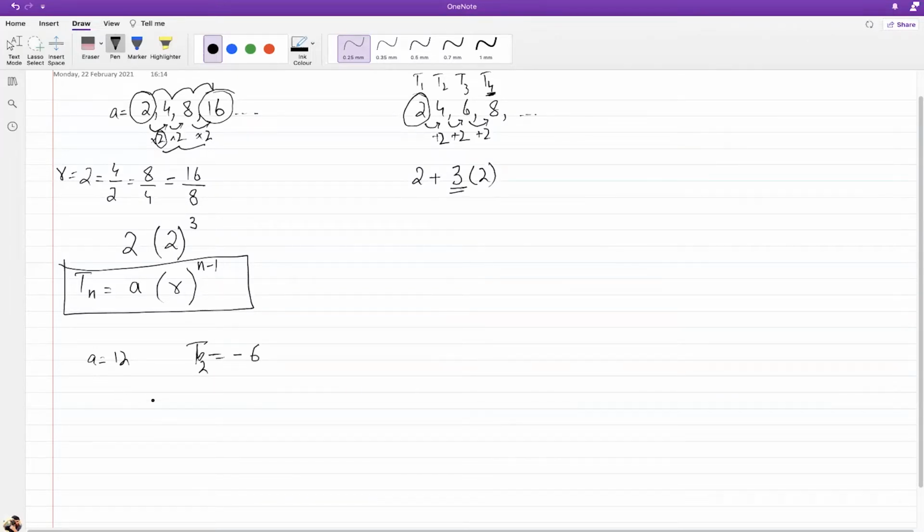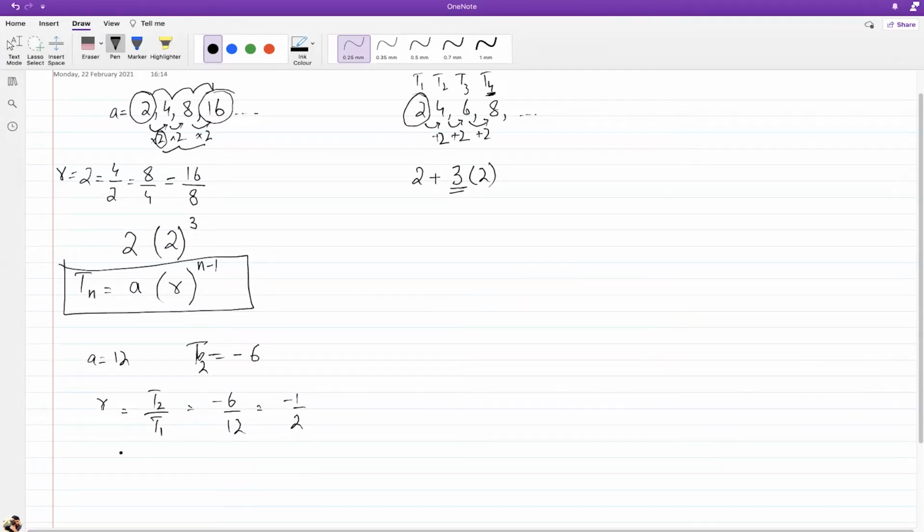Okay, so what's the ratio? The ratio is always going to be the second term divided by the first term, or any term divided by the previous term. So it's going to be minus 6 over 12, which is minus 1 over 2. So you are basically halving every next term, and not just that, you're also flipping the sign. So that's the R here.